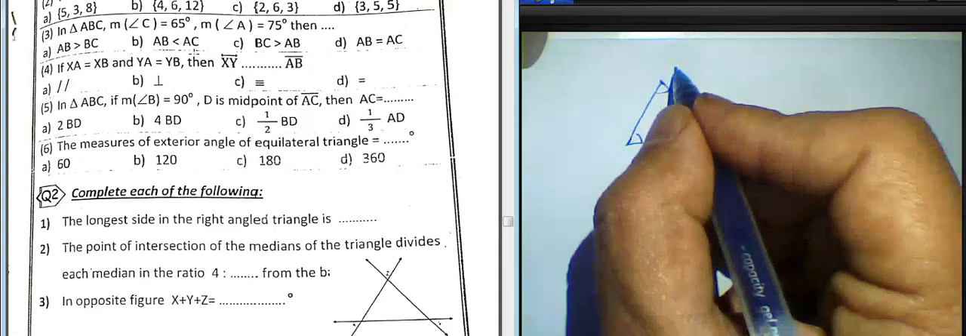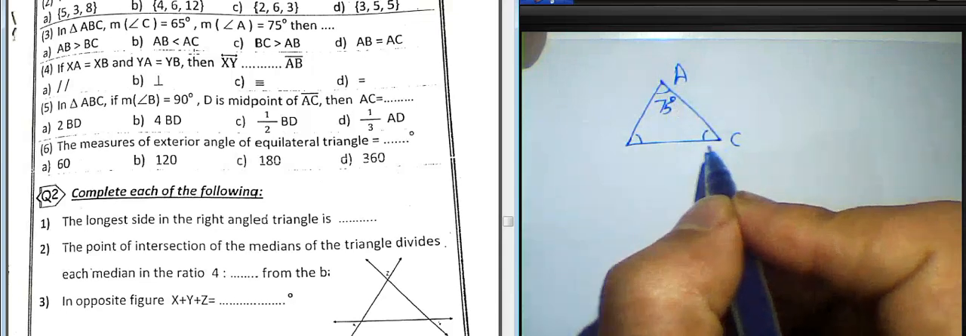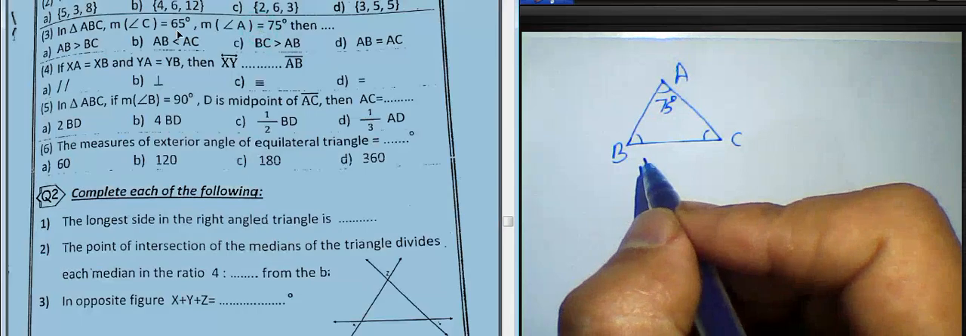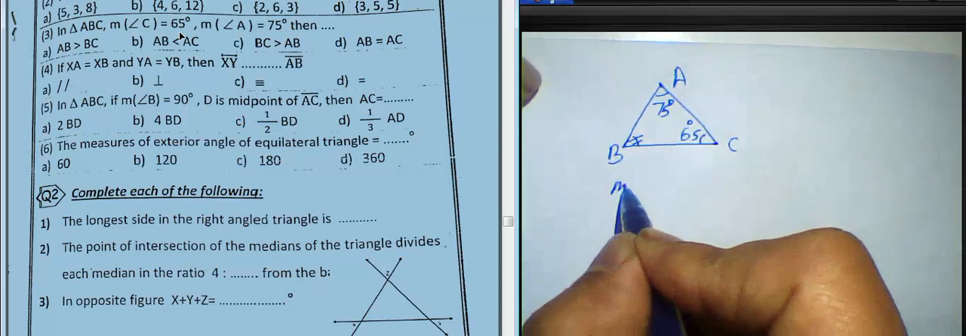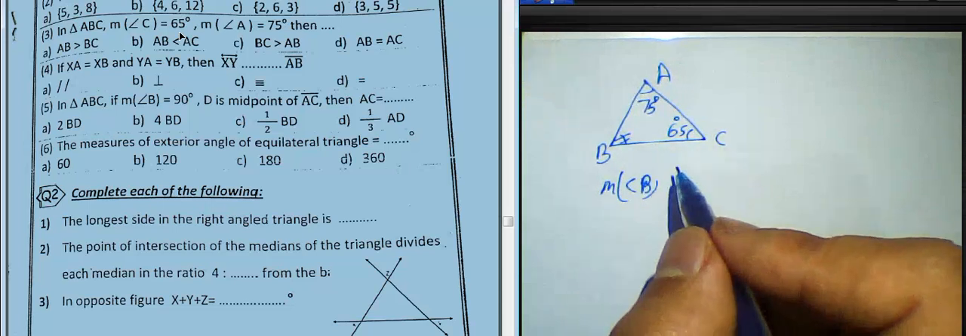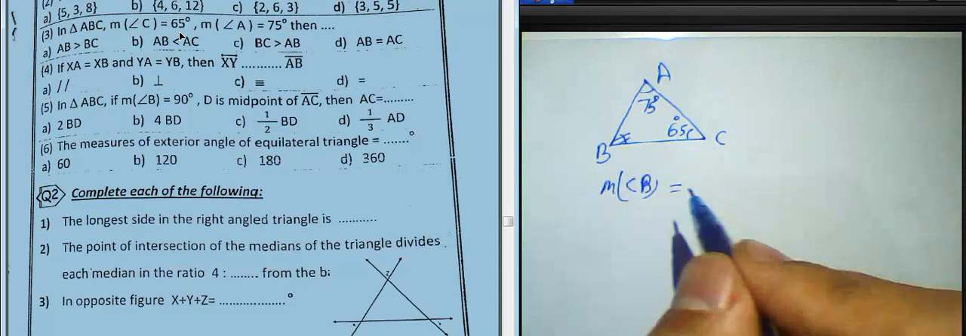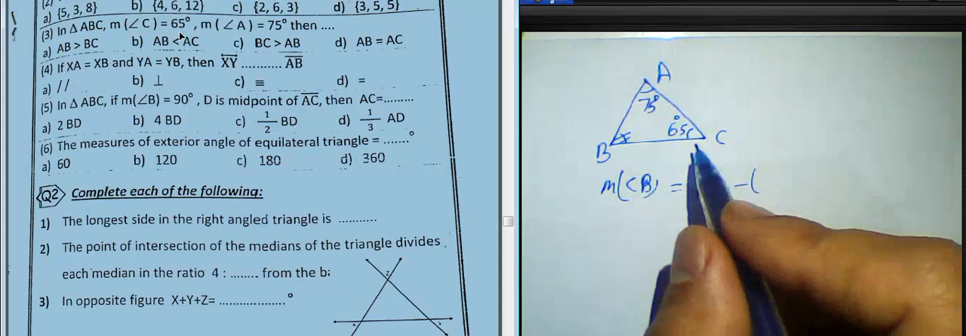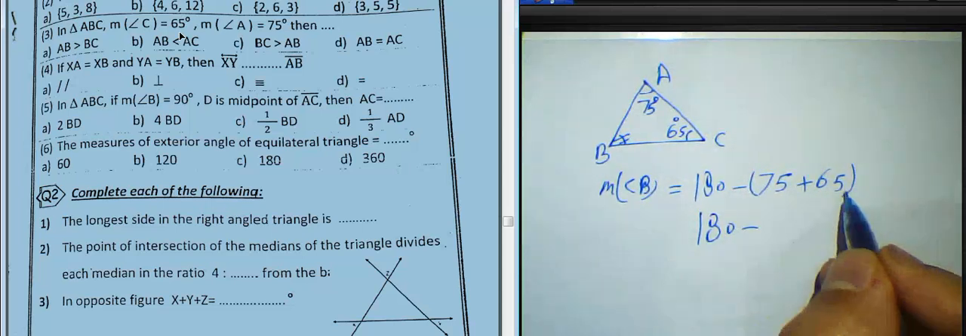So in this triangle we have the measure of angle A 75 degrees and the measure of angle C 65 degrees, and we must find the measure of angle B. Who can tell me? We know the sum of interior angles in any triangle equals 180. Then the measure of angle B equals 180 minus the sum of angle A plus angle C, 75 plus 65.